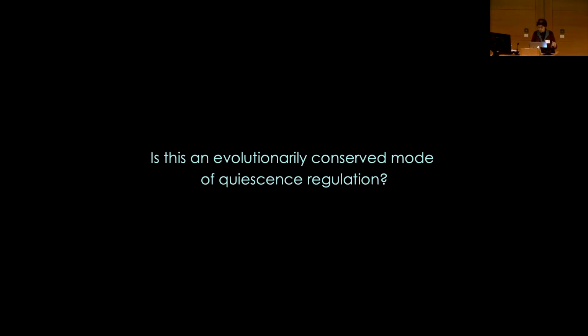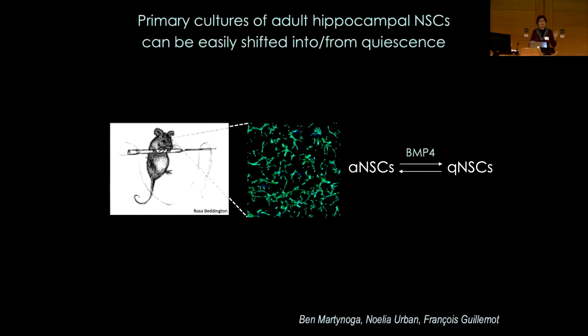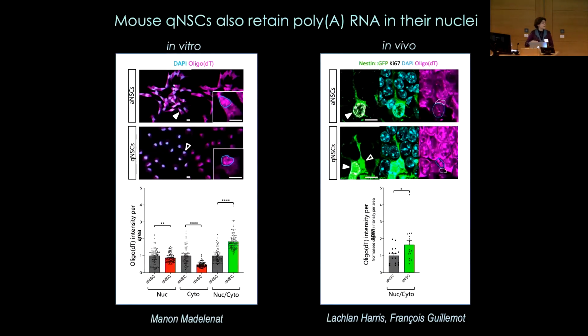So in our lab, we also make use of a mouse model that we obtained, in fact, from François Ringeisen's lab, that many of you will know here, which are adult hippocampal neural stem cells, primary cultures that are shifted into quiescence by BMP4. We looked at these cells very extensively in our lab and François' lab in vivo in the mouse, and we saw the same thing. Now we have lots of cell numbers, the cultures are monoculture and they're synchronized, so we can look at many cells at once.